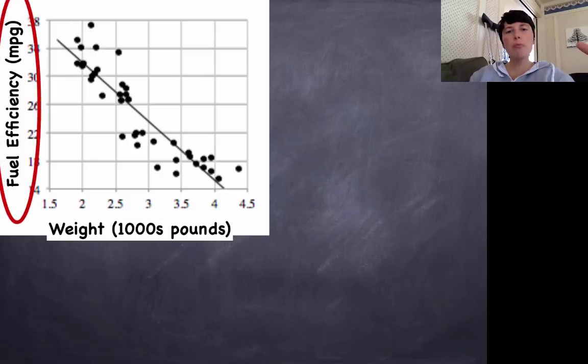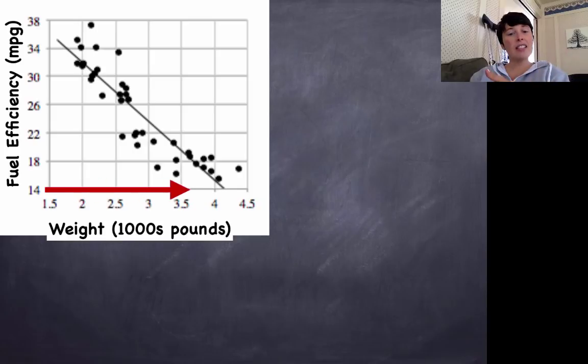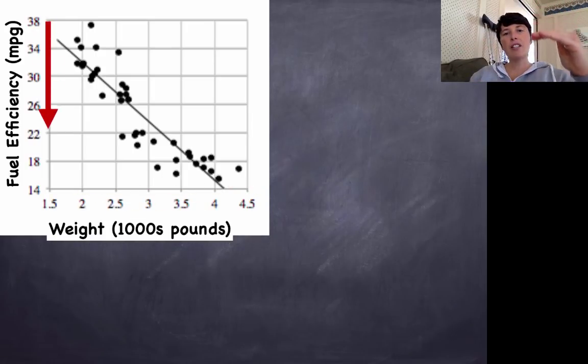And what you should probably notice in the graph is that as you go out on the x-axis, you're getting cars that are heavier and heavier and heavier. So the farther out you go, it gets heavier. The farther down the y-axis you go, the worse the miles per gallon get.